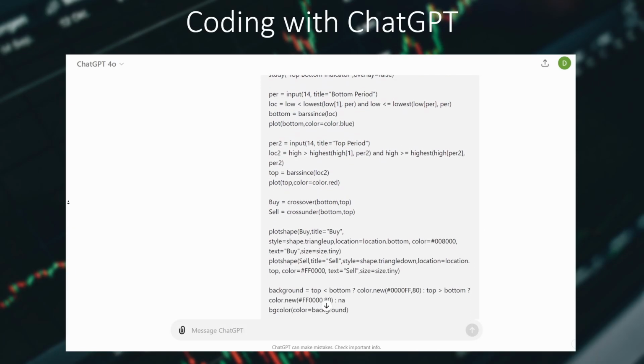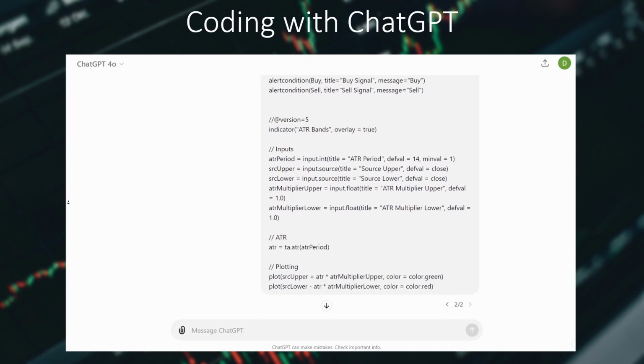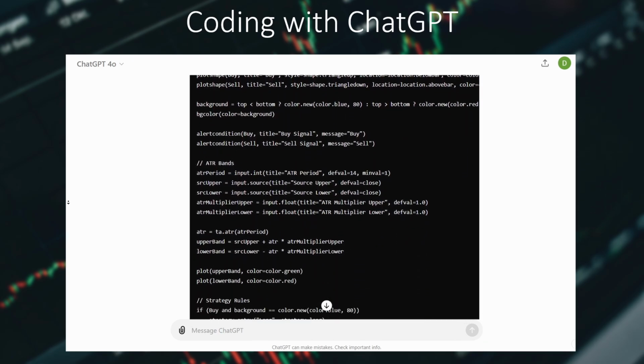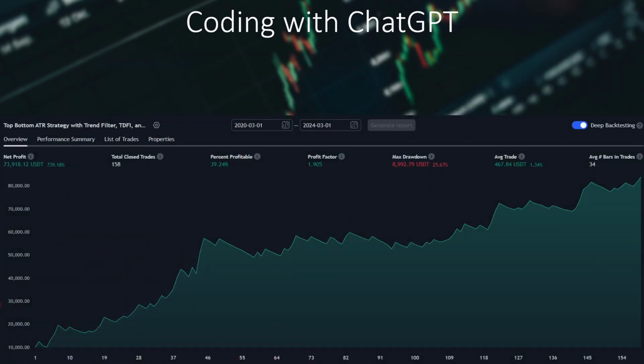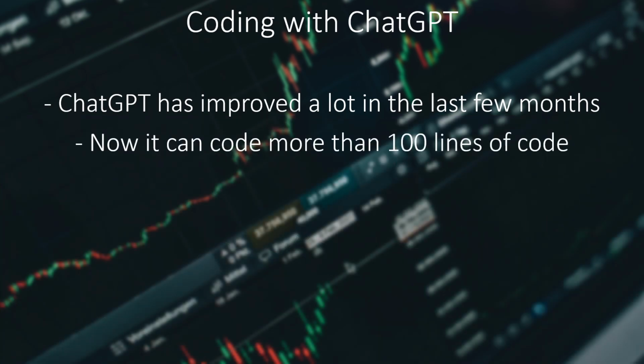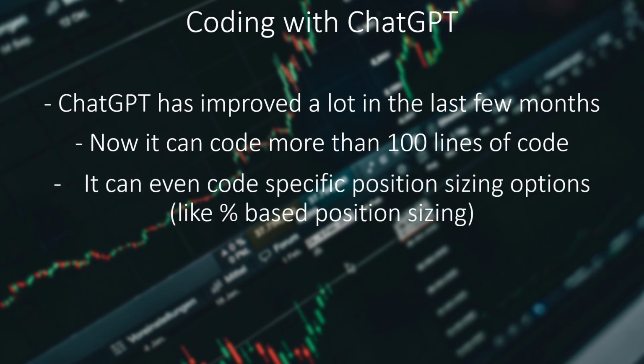This week I was testing how far I can push ChatGPT, what are its capabilities of coding trading strategies for TradingView, and I can say that my mind was blown by the results. I found that ChatGPT has improved a lot in the past few months. Now it can code more than 100 lines of code, which was a huge limitation a few months back, and it can even code specific position sizing options like percentage-based position sizing. So I had to test it out.